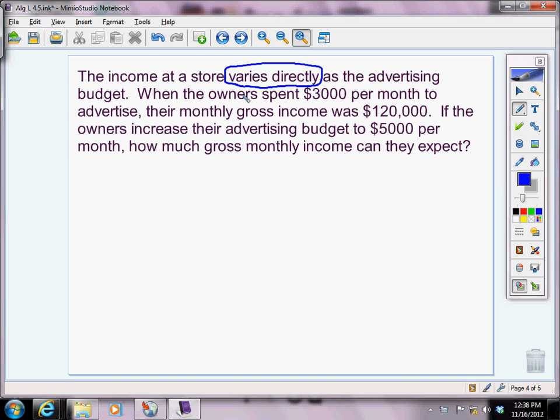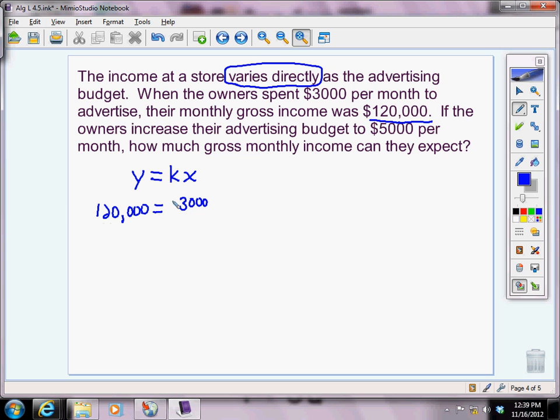So we're focusing on varies directly. When we do that, we think of our direct variation equation. What that means is they advertise $3,000 per month, and their result would be $120,000. So think of this almost in terms of inputting and outputting. If they're inputting $3,000 here for X, that's their advertising budget, then they're getting out $120,000.